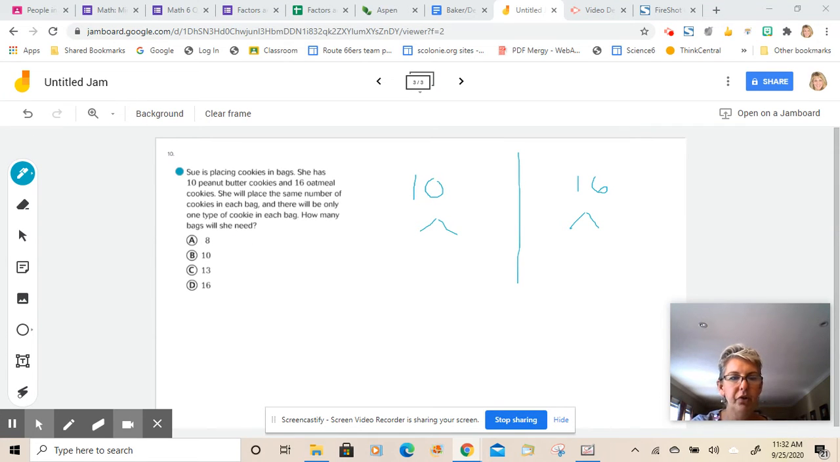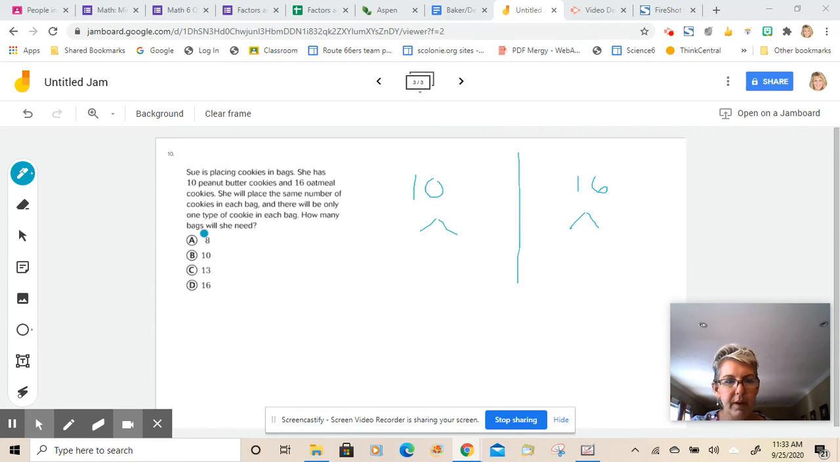It says, Sue is placing cookies in bags. She has 10 peanut butter cookies and 16 oatmeal cookies. She will place the same number of cookies in each bag, and there will be only one type of cookie in each bag. How many bags will she need?